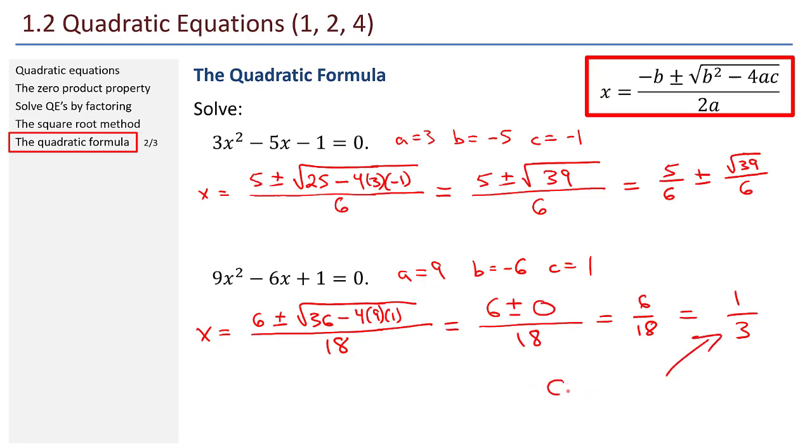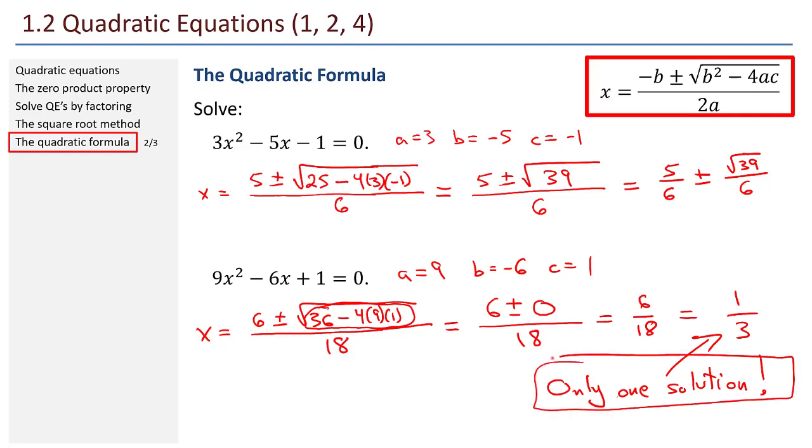There's only one solution. When the quantity under that square root sign is 0, then I'm not really adding or subtracting anything to get my two different solutions. I just have exactly one solution. That's kind of cool. So occasionally, every once in a while, you solve a quadratic equation and you see that there's only one solution. And that happens exactly when the stuff under the square root sign is 0.